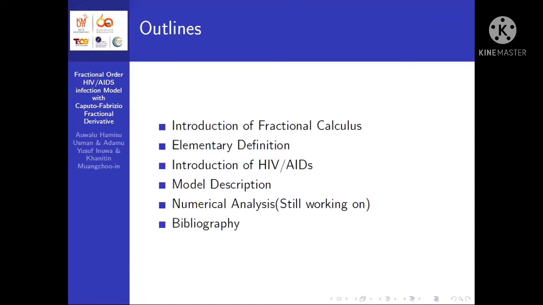The outline of our talk is as follows: introduction of fractional calculus, elementary definitions, introduction of HIV/AIDS infection, model description, numerical analysis, which we are still working on and which is not present in the following slides. And we end by showing some references.